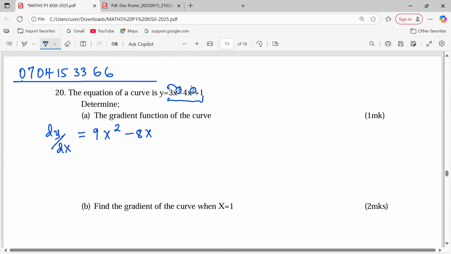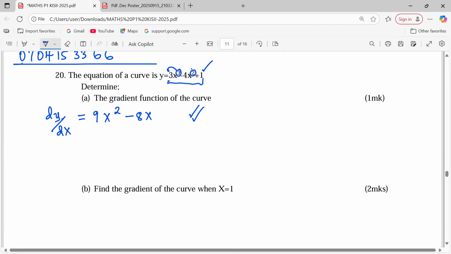It's good for you to know that the 1 is actually 1 times x to the power 0. Anything to the power 0 gives us 1. That's why we have the constant of 1 there. So to differentiate x to the power 0, we multiply everything by 0 and the 1 disappears. So every constant disappears upon differentiation. And that said, our gradient function is already there.